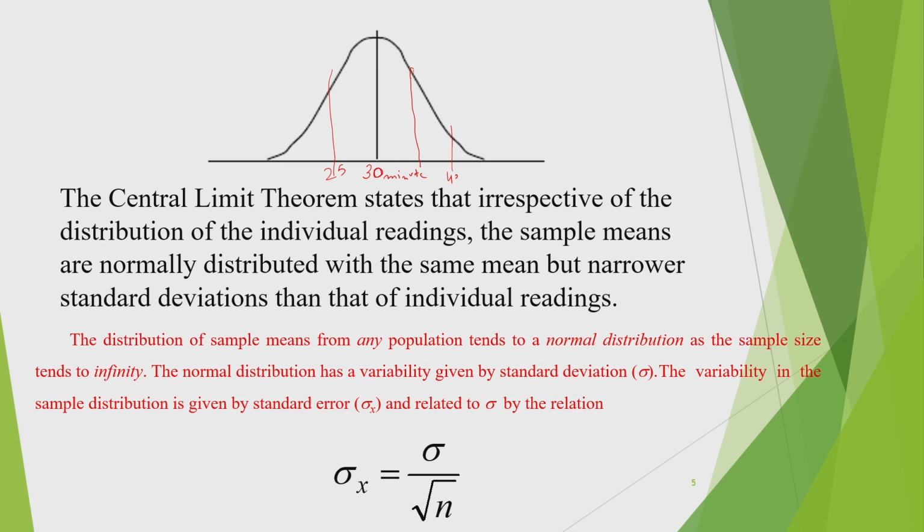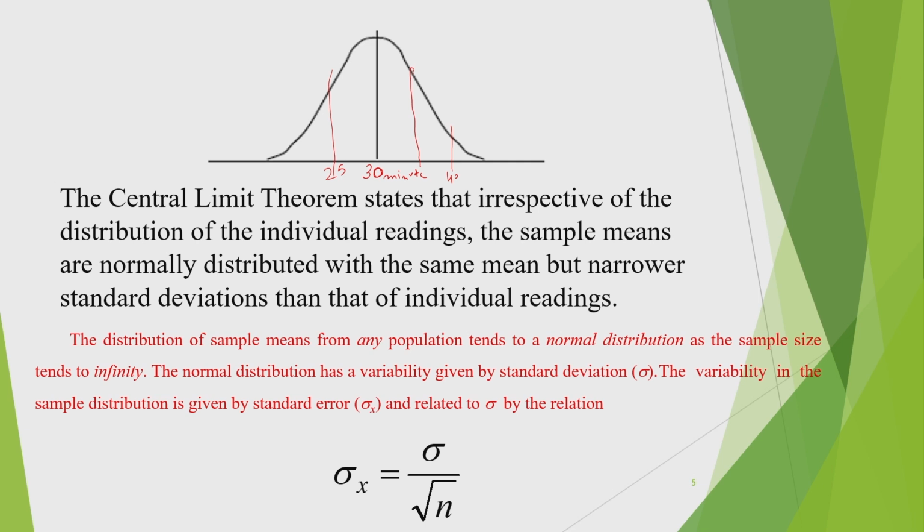Sometimes you may have uniform distribution also. So, the central limit theorem states that irrespective of the distribution of the individual readings, be it uniform, be it exponential, be it any other thing, the sample means are normally distributed with the same mean but narrower standard deviations than that of individual readings. This I have told in a lecture, not in the previous lecture, but one lecture before the previous lecture. That is the central limit theorem.